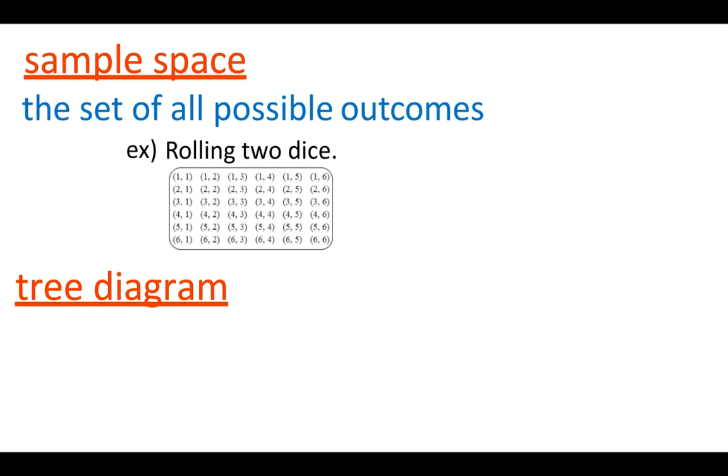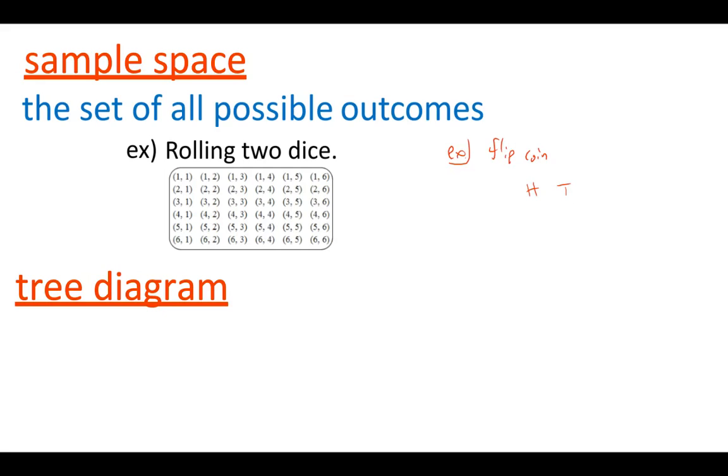Another example would be if you flipped a coin. Well, that's a pretty easy one. The sample space of flipping a coin is only heads and tails, right? No other options. So depending on what your experiment is, all of the possible outcomes that could occur would be the sample space.